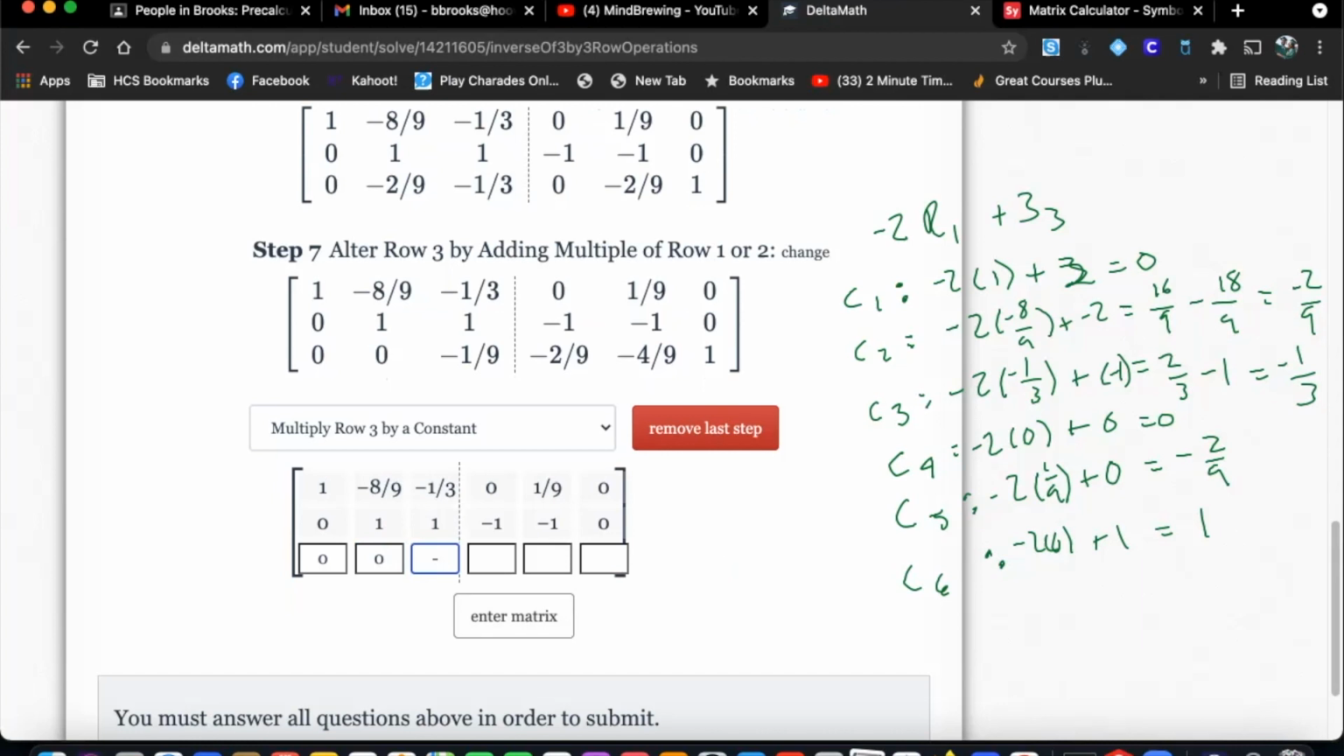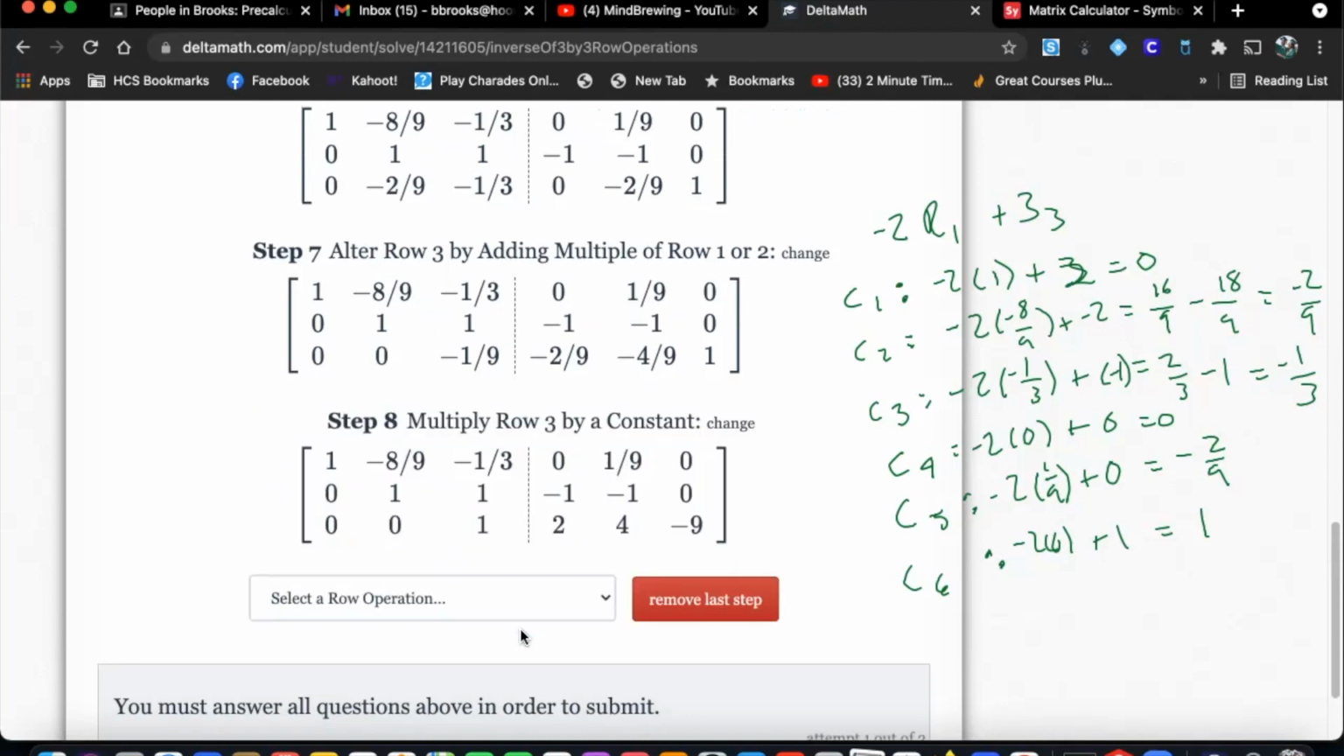So you got -1, -2, -4, and now we're multiplying this by 9. So we multiply everything by -9. There we go. Gets rid of that too. And then -9 here. Boom, enter the matrix.